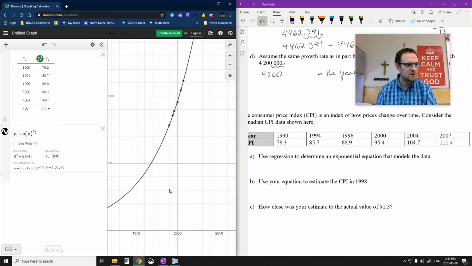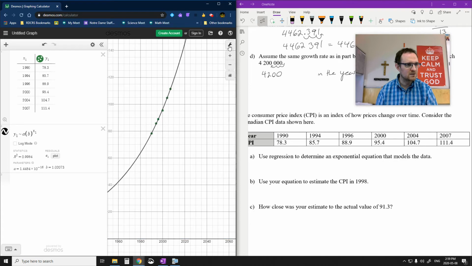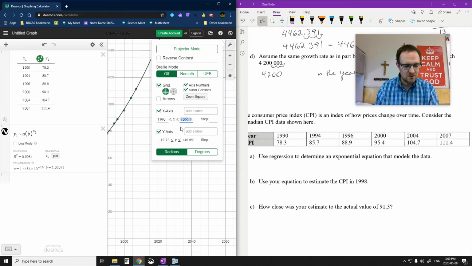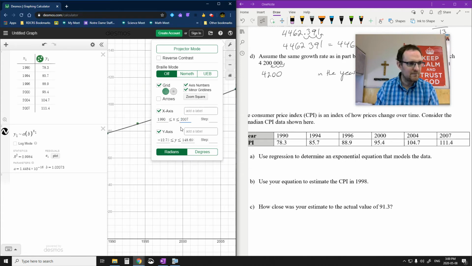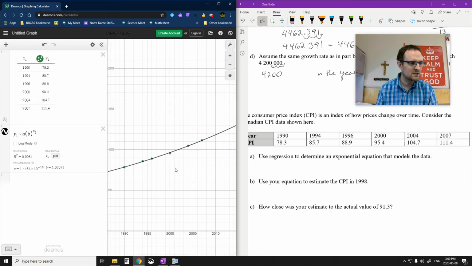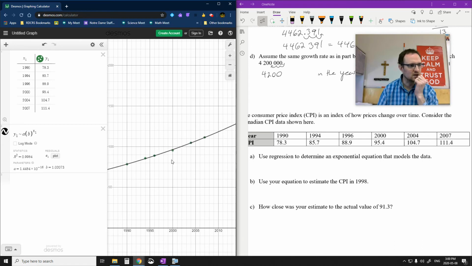You can do this this way. You can also go to the wrench here and just set it up in here. So like I can say, oh, my data, my X goes from 1990 to 2007. So I can actually type that in there, 1990 to 2007, right? So that's my data there. Just zoom out ever so slightly. So that's what it looks like. There's ever so slight curve to it. My R squared is not too bad, 0.9984, so it's pretty close to 1.